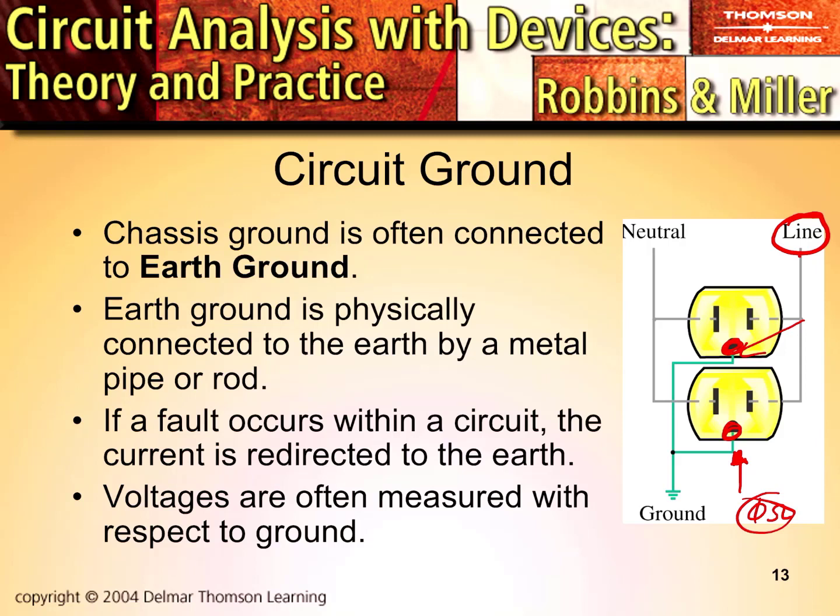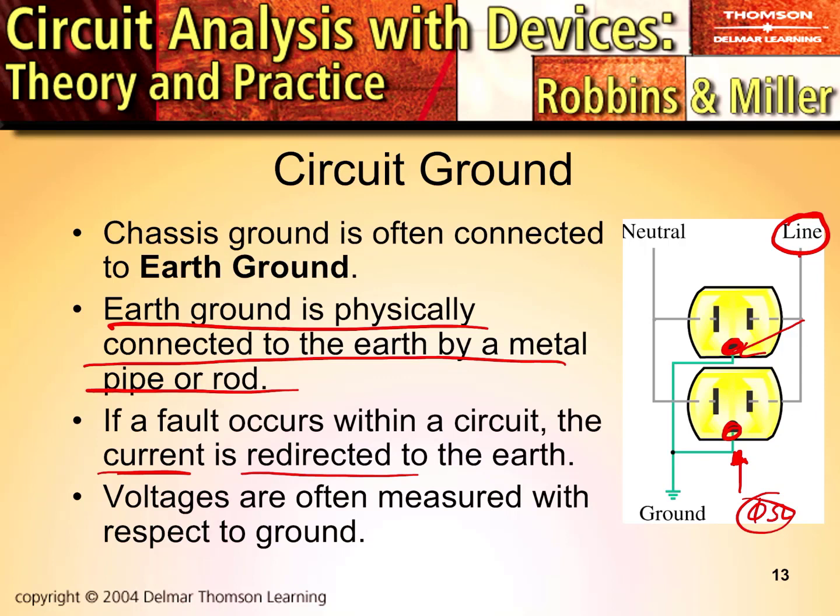So earth ground is physically connected to the earth by a metal pipe or rod. If you were to look at the bare wire in your electrical panel at your home and trace it, you'd find it going outside and driven into the ground. It's called a ground rod, and every power system is grounded to the earth in some way or another in order to have that safety ground. If a fault occurs within the circuit, the current is redirected to earth. And when redirected, it's a high current, and that's where the overload protection comes in and trips the breaker.